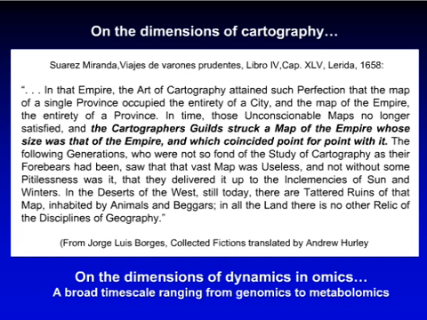As a motivational quote, I take this from a 1600s text, and it basically says, the Cartographers Guild struck a map of the empire whose size was that of the empire. That is to say, it has a scale of 1 to 1. When we think of a systems biology experiment, do we really need to measure every single molecule in those spatial and temporal dimensions? The answer is probably not.